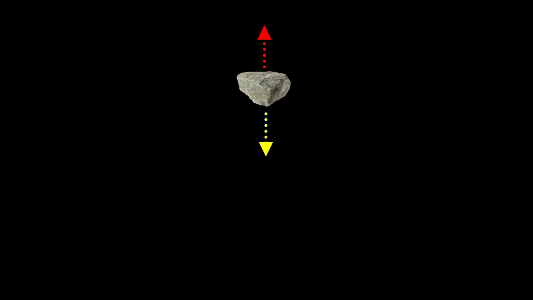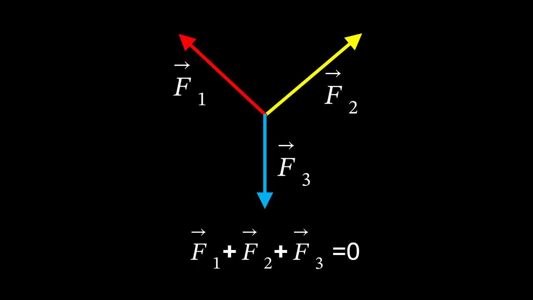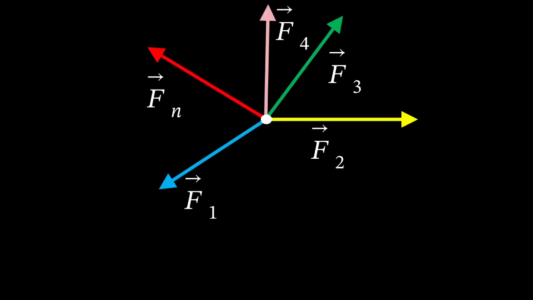Forces in equilibrium must satisfy F1 equals minus F2 when two forces, F1 and F2, act on a particle. The vector sum of three forces, F1, F2, and F3, must be zero when three forces act on a particle. Equilibrium of three forces can be represented as the sides of a closed triangle. This principle applies to any number of forces. If the sum of all forces acting on a particle is zero, the particle will be in equilibrium.